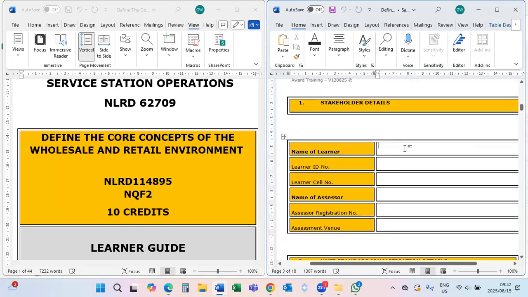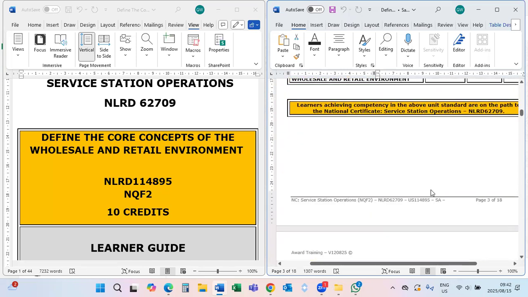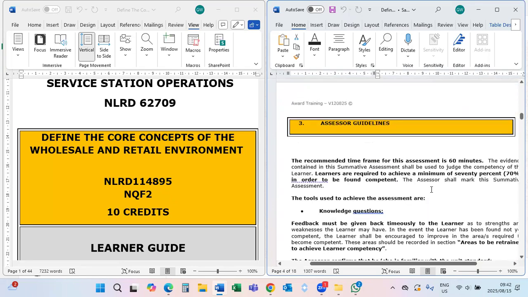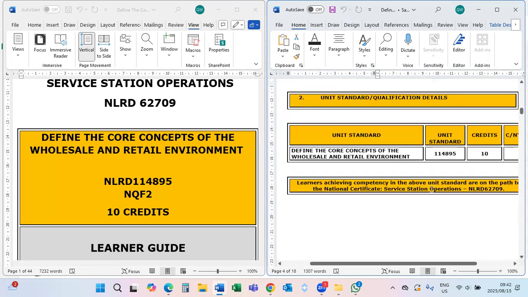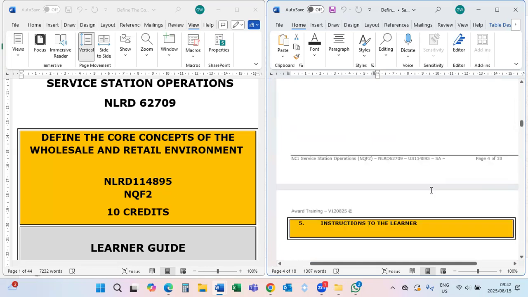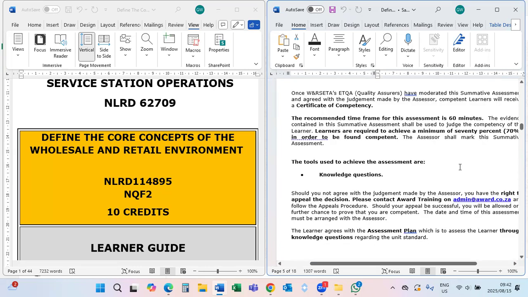Here you need to put your full name in there and your ID number and your cell number, and this will be completed by the assessor. You needn't worry about that. And then you can read the guidelines here. For the assessor, you can read the learner's guidelines over here. You're required to achieve a minimum of 70% in order to be found competent. So please bear that in mind. Don't miss questions out. Answer all the questions.